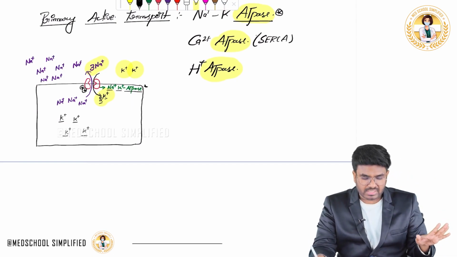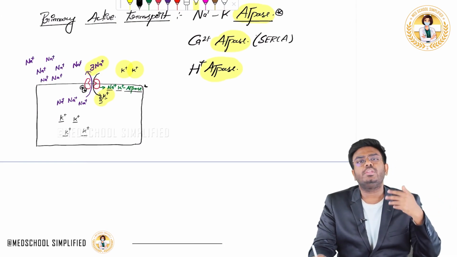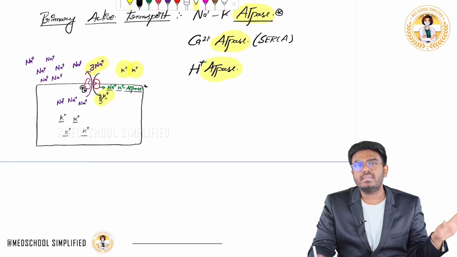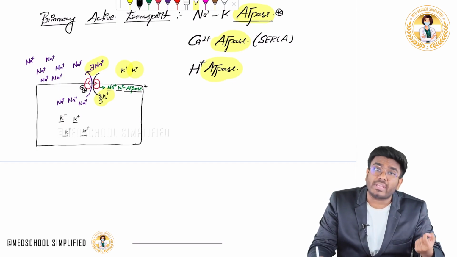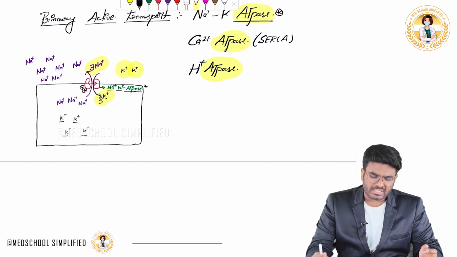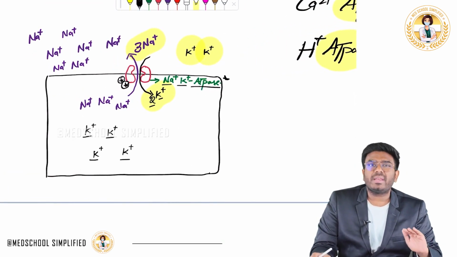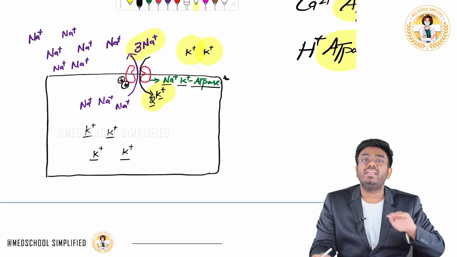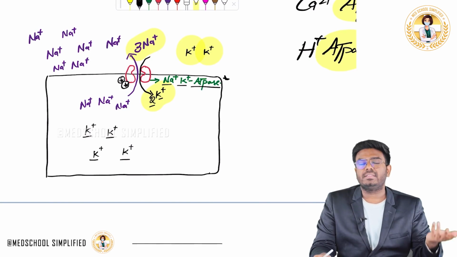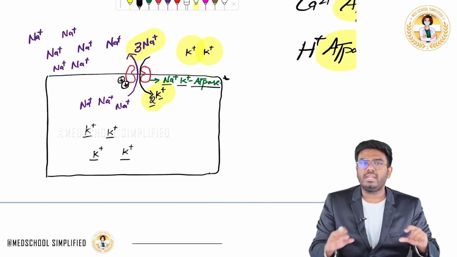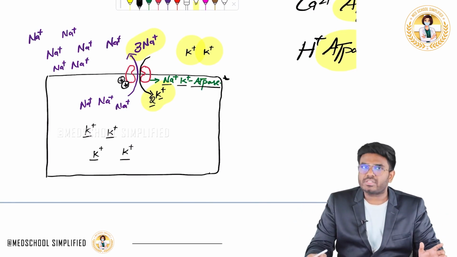The sodium potassium ATPase is present on almost all the cells. It's a universal transporter. It brings 2 potassium into the cell in exchange for 3 sodium. If you ask me what is the function of the sodium potassium ATPase, it plays a role in the maintenance of the resting membrane potential. It maintains the voltage of the cell. By sending 3 sodium out of the cell and bringing 2 potassium into the cell, it maintains the resting membrane potential of the cells.